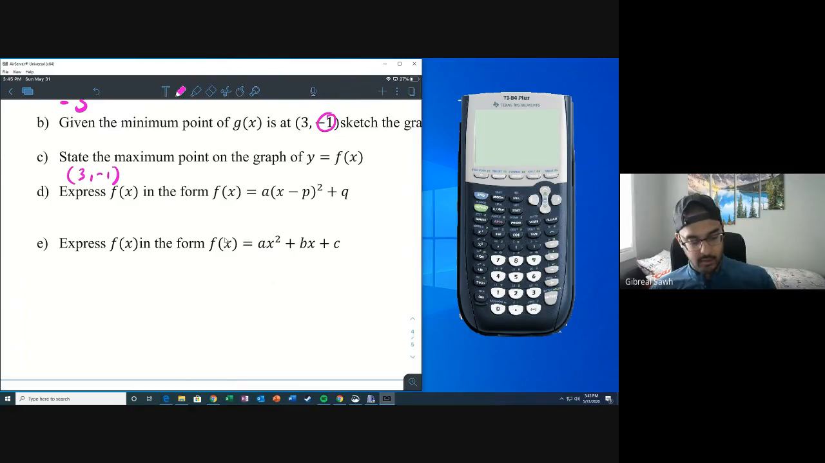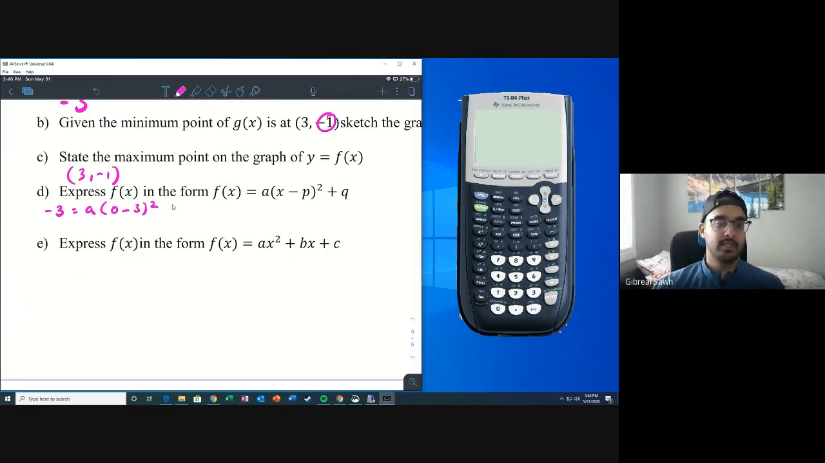That f of x is going to be our y-intercept, so we're going to make it -3. That's going to be equal to a, which we're trying to locate. x is going to be the coordinate of that y-intercept, so that's going to be 0, minus the x coordinate of our vertex, which is 3. Square it. Add the y coordinate of our vertex.